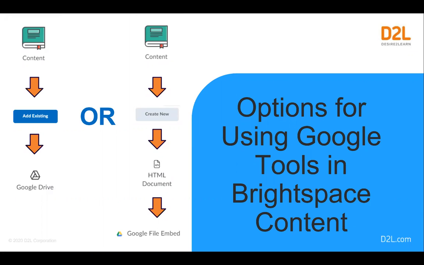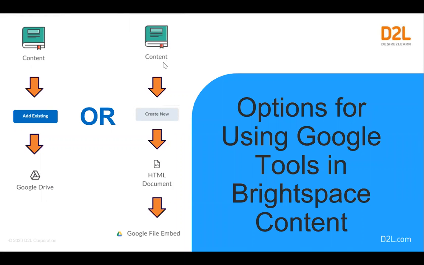So starting with content, there's two different workflows you can follow when uploading Google Drive items into content. I'll show you both of these and explain the use case of each. When importing directly from Google, you're going to go to content and then add existing and Google Drive. So if you would like to pull something directly into your content, you will go first to your content, add existing, and Google Drive. It's a pretty simple workflow there.